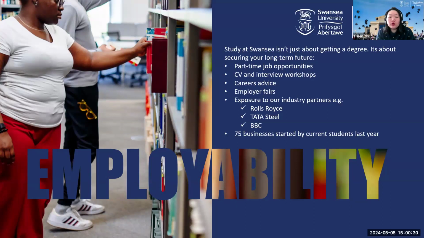We do have exposure to industrial partners. So for example, we have a Rolls-Royce Experience Center on Bay Campus. It's very secretive, but we are working very closely with our industrial partners. We are just across the road from Amazon as well. We do have other industrial partners. There would be too many to list on the slide, so we just cherry-picked a few to show you here.